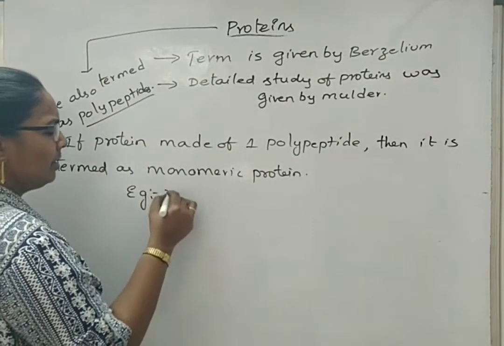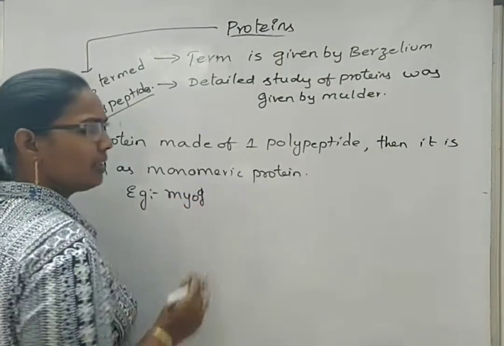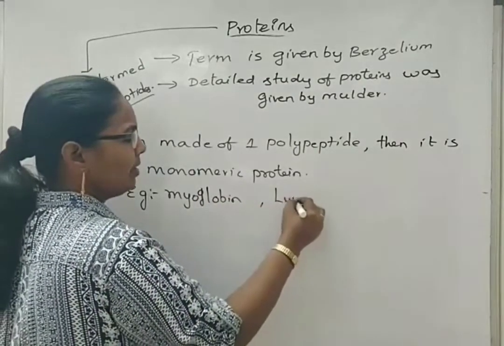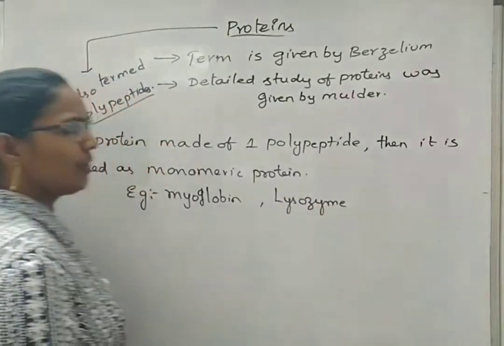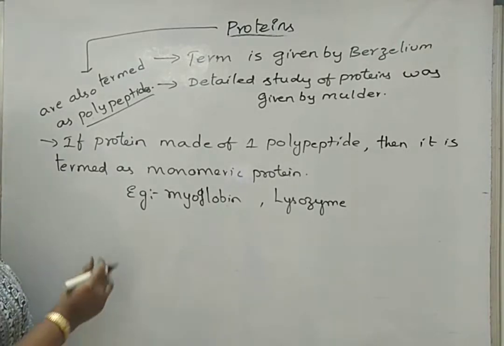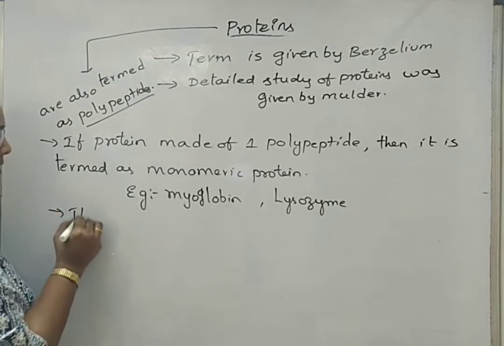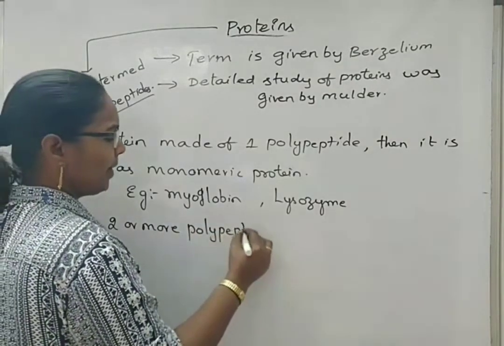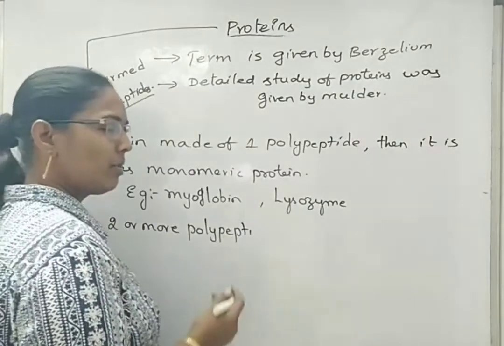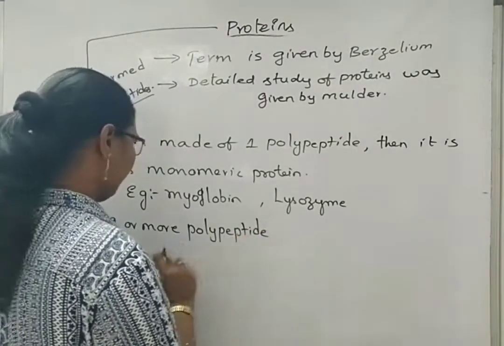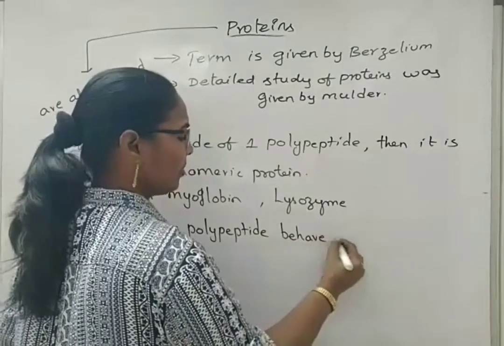Examples we can take: myoglobin protein, which is seen in the animal histology topic. Another example, lysozyme, which we study as existing in the saliva of the human body to kill the bacteria that enter in the form of food. So this is about monomeric proteins. If two or more polypeptides behave as one complete protein, then those are called multimeric proteins. There we can take insulin as an example.